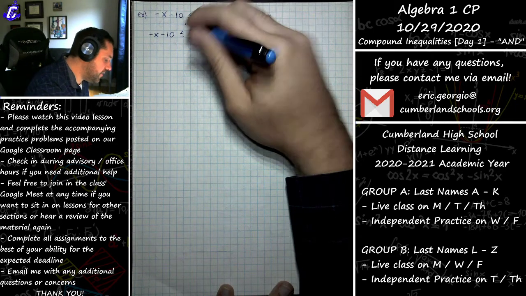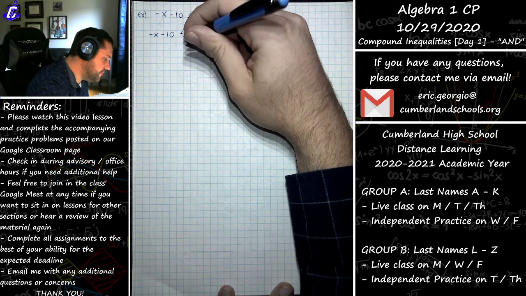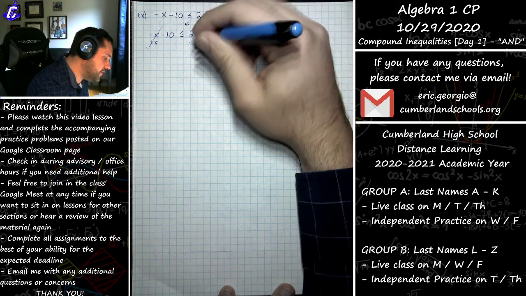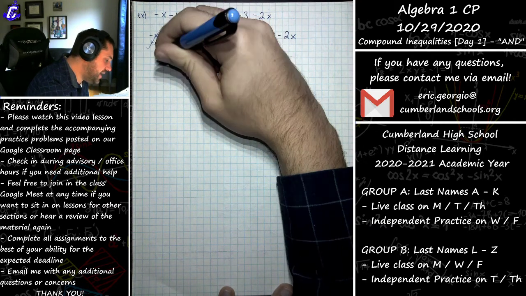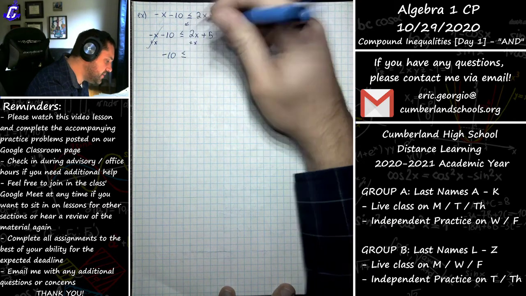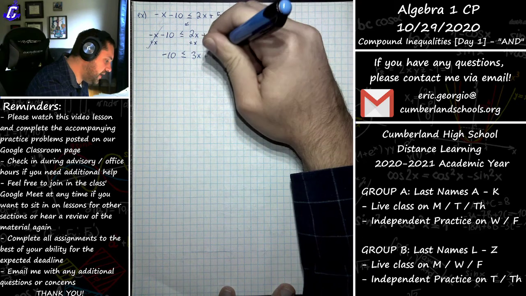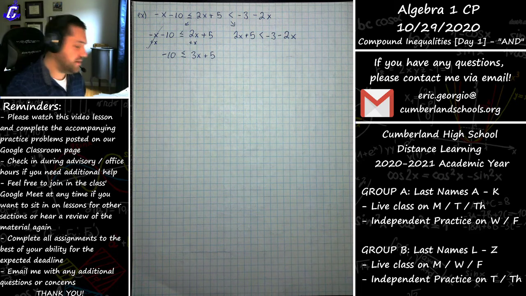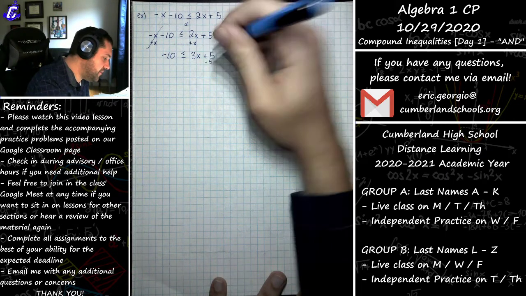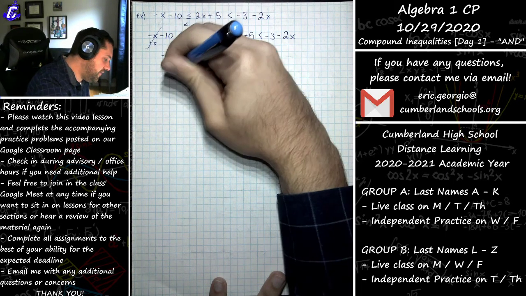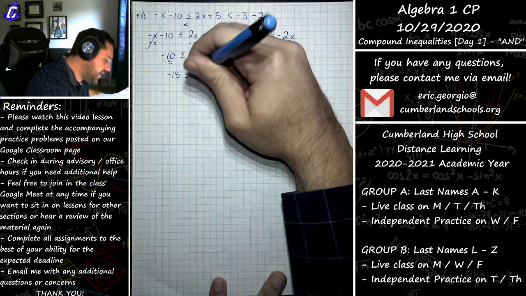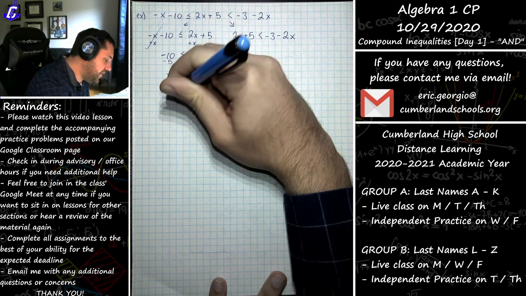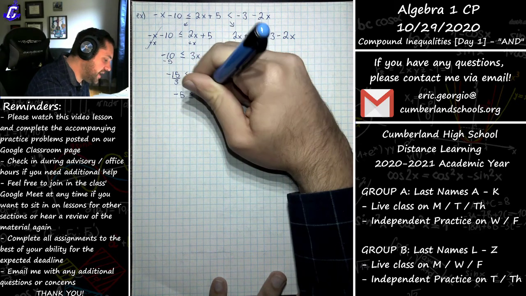I would say here for the first one, let's add x to both sides. Might as well, just to make everything positive. I get negative 10 is less than or equal to 3x plus 5. Two-step inequality. We love two-step inequalities. I would subtract 5 from both sides. We get negative 15 is less than or equal to 3x. Divide both sides by 3, and we're ending up with negative 5 is less than or equal to x.